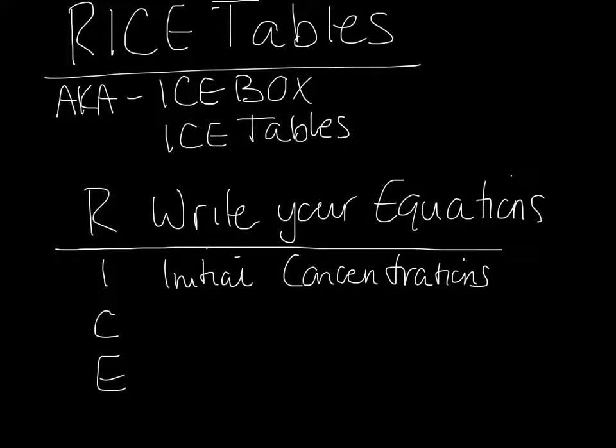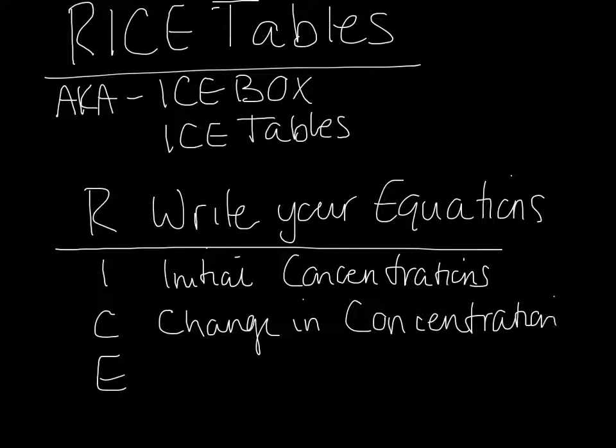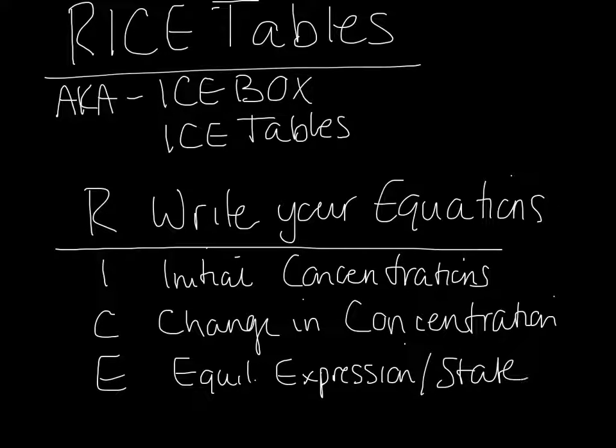C stands for the change in concentration, and I hope you can read my handwriting. And E stands for the equilibrium expression, or the equilibrium state, okay? And this basically is where we are going to add lines I and C together, okay? So that is the general gist of a rice table, like what it is. Now let me go ahead and work one for you.